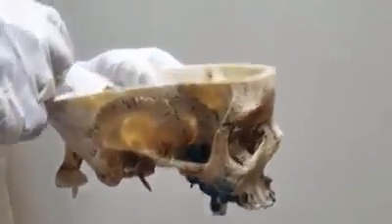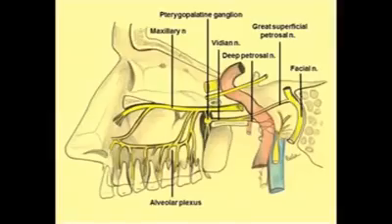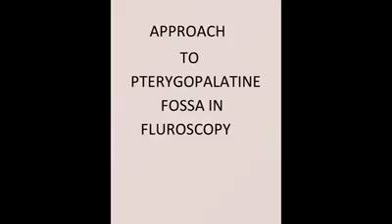And if the volume is more, the facial nerve also can get blocked via the deep petrosal nerve, which is a branch of the facial nerve. The maxillary nerve travels through the foramen rotundum.